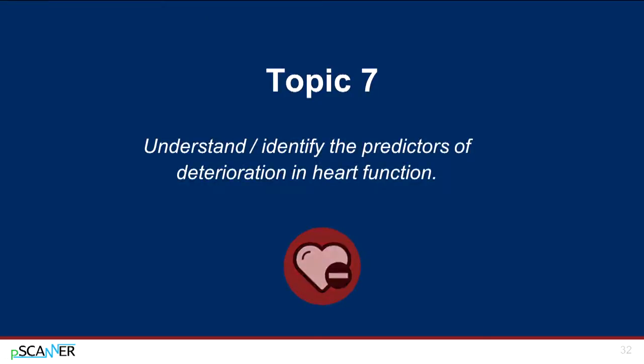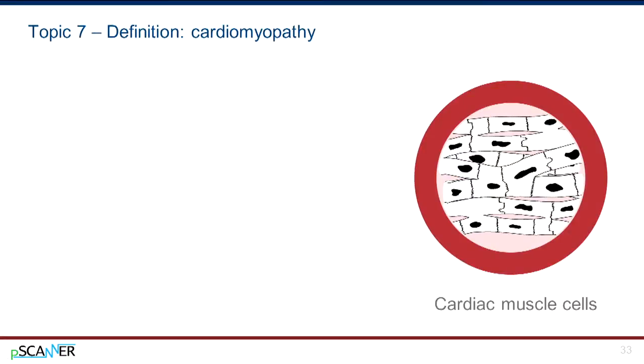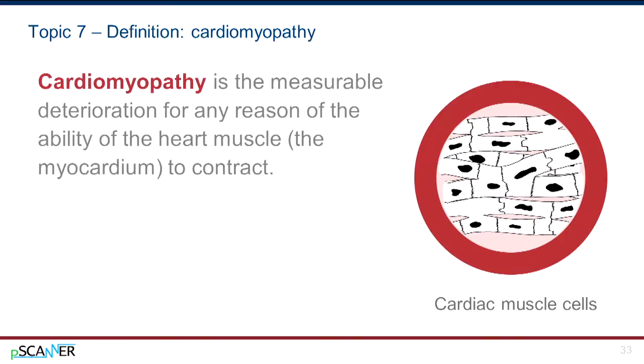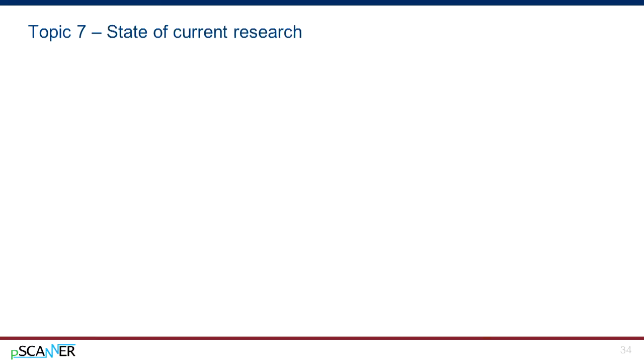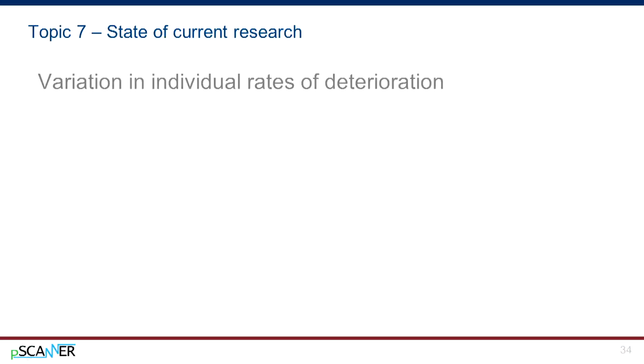Topic 7. Understand and identify the predictors of heart function deterioration. Cardiomyopathy is defined as the measurable deterioration for any reason of the ability of the heart muscle, or myocardium, to contract. Cardiomyopathy may lead to heart failure. Individual rates of deterioration vary. Some people with heart failure do well for years, whereas others decline in their functional status quickly or recurrently. A patient's functional status doesn't always correlate well with measurements of heart pump function. Basically, we're not sure what signs are more important than others to tell if the heart's function is getting worse.